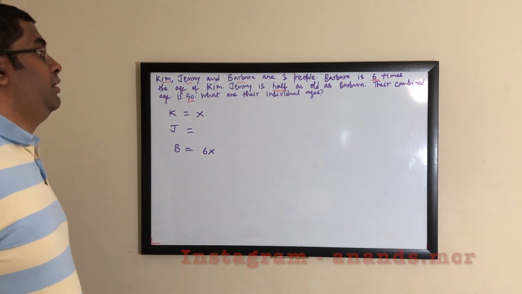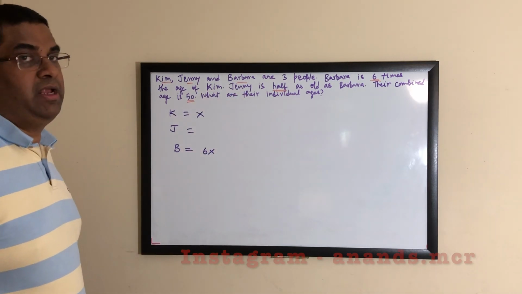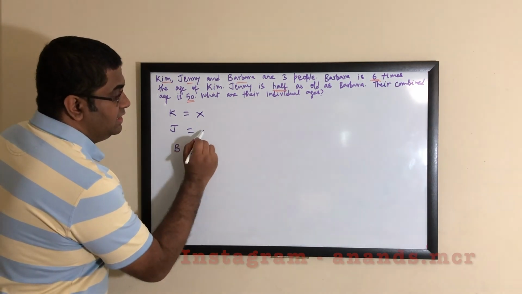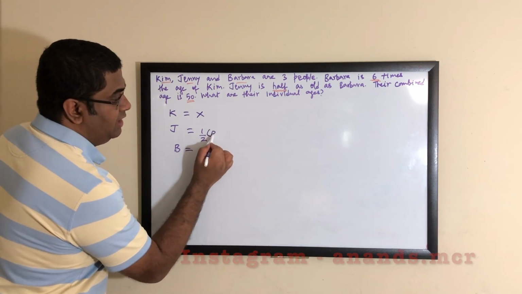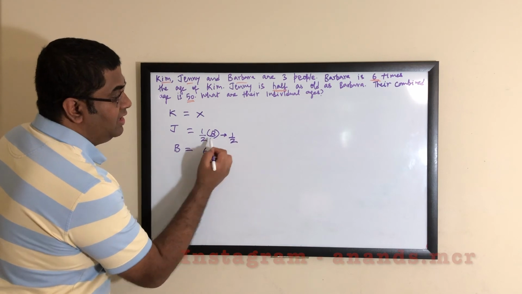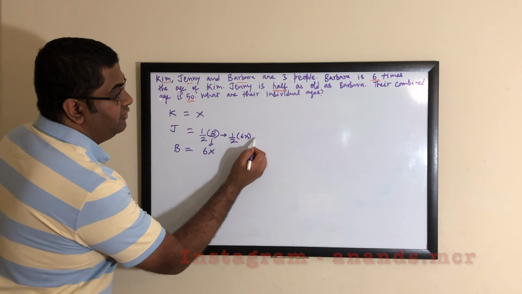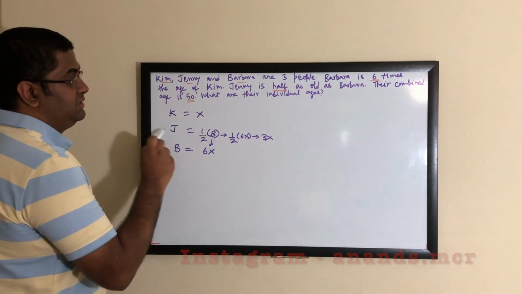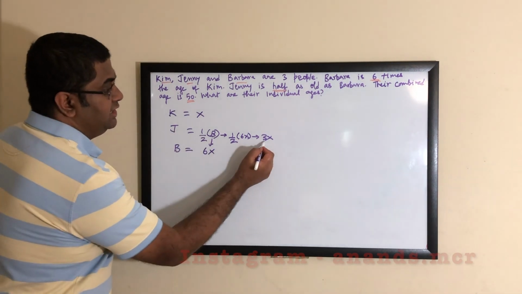Okay. And the third statement is Jenny is half as old as Barbara. So Jenny is half as old as Barbara, which means that Jenny's age will be half that of Barbara's age. That is half of Barbara. I've written B here, half of B, which is nothing but half of Barbara we know is 6X. Okay, so half of 6X, which is equal to 3X. So we got the ages. Kim as X, and when we assume Kim as X, Barbara as 6X, and Jenny is 3X.